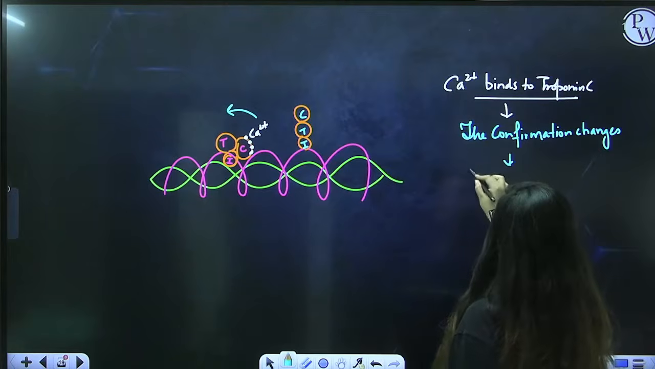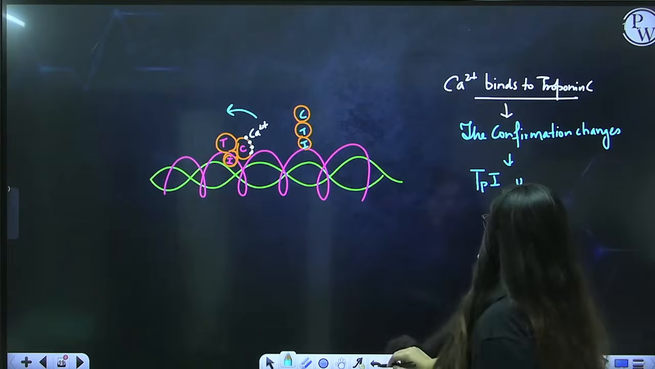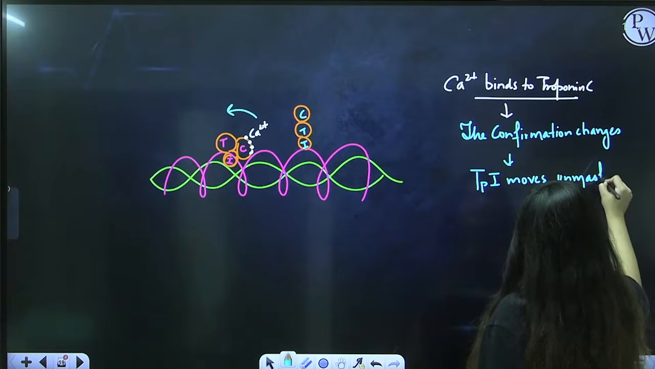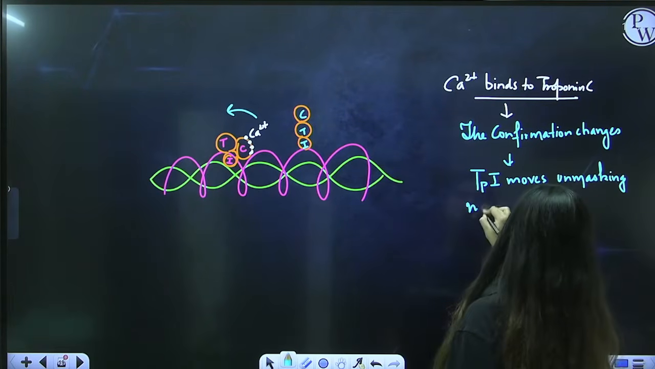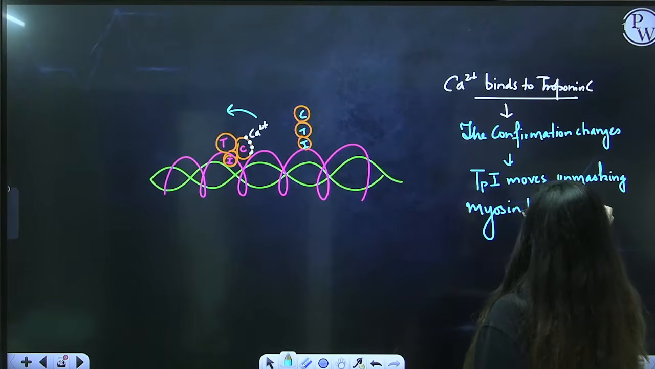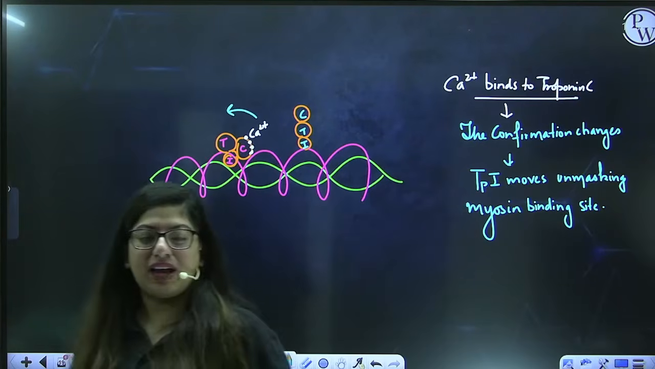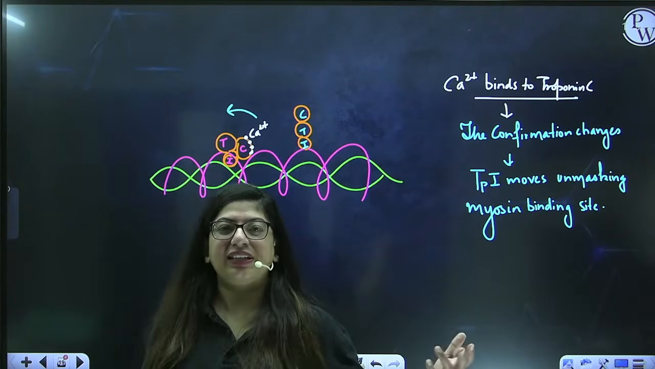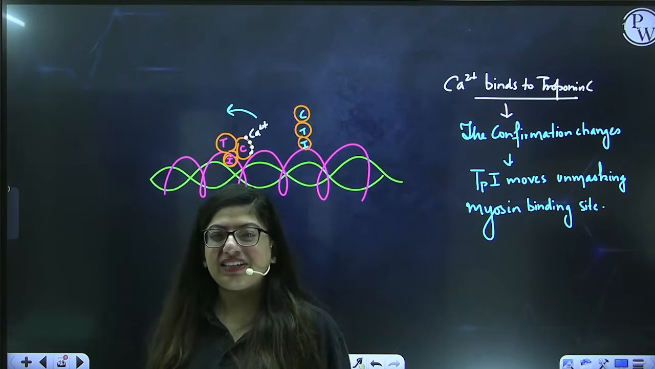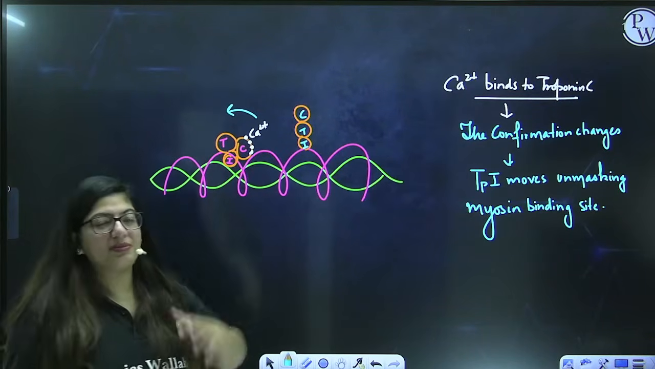And troponin I moves, unmasking the myosin binding site. So when the villain is out, the troponin I was the villain of the story, now the actin and myosin can easily meet. Okay, so this is how your myosin binding site has been unmasked.